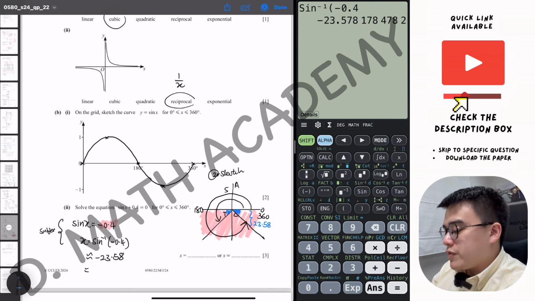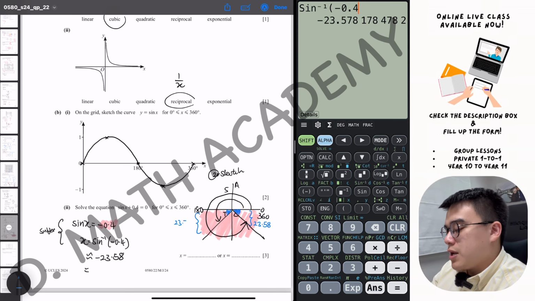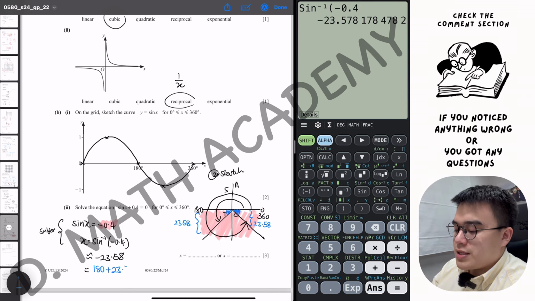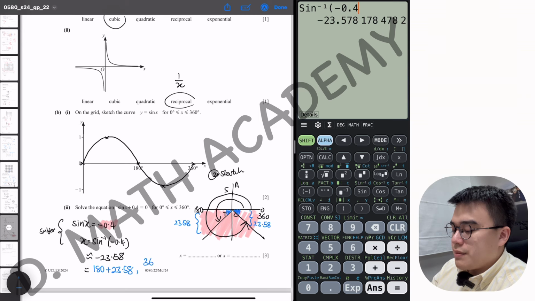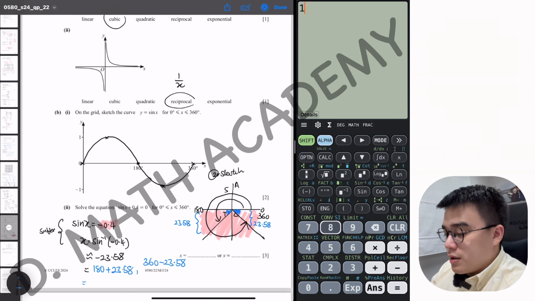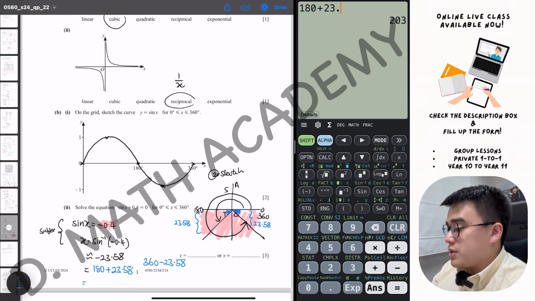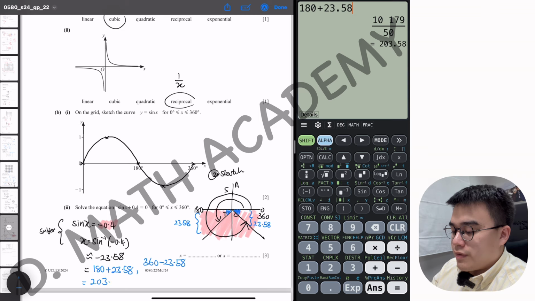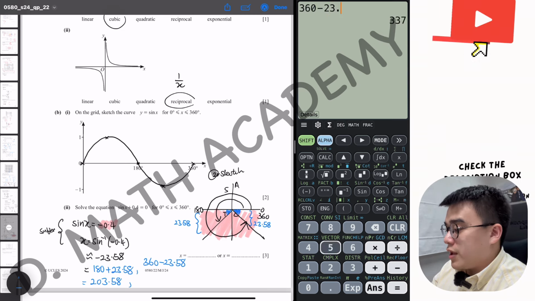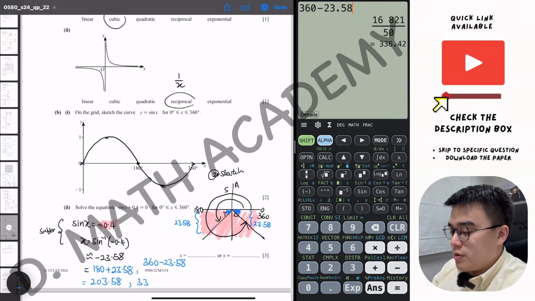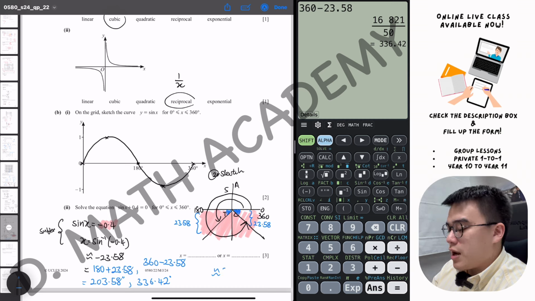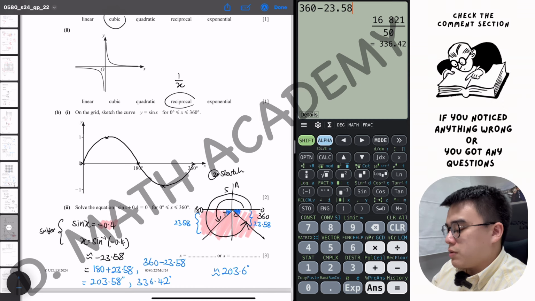And I'm gonna reflect this value to these two sides, which will help me to find my first answer as 180 plus 23.58. And the second answer is actually 360 minus 23.58. So 180 plus 23.58, you will get 203.58. The second answer is 360 minus 23.58, having a result of 336.42. Okay, please take note that you can now round it up, making it to one decimal place, showing these two different answers.